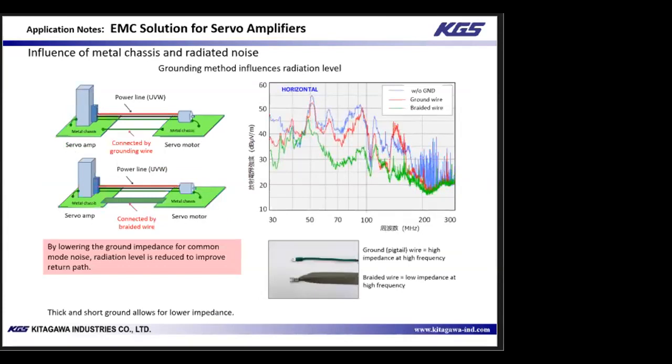So here we'll examine how the ground wire connected to the two metal plates affects radiated noise. This is an important consideration for higher frequencies. The thin, narrow ground wire or pigtail wire connecting the two metal chassis has high impedance. Because of this, the connection between the plates is poor, which causes radiated noise or no improvement in radiated noise. When a lower impedance braided wire is used instead, there's a major improvement in radiated noise.